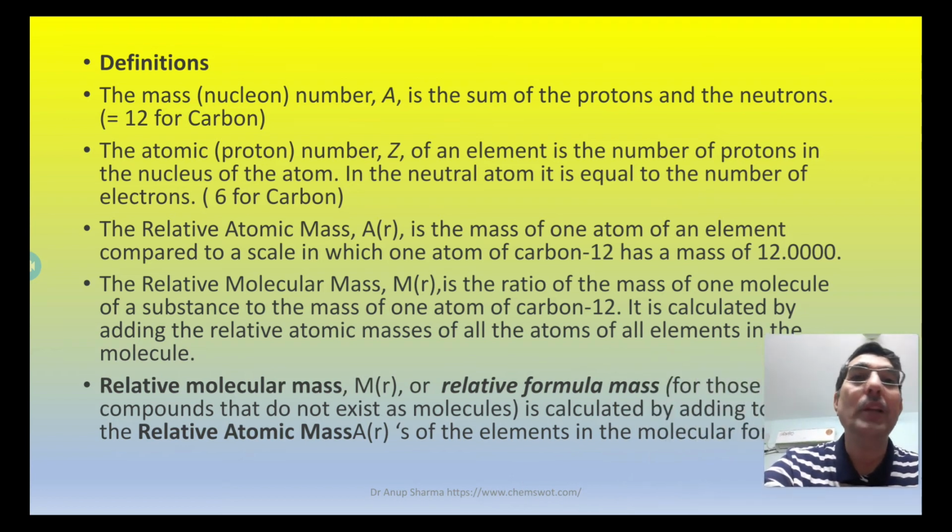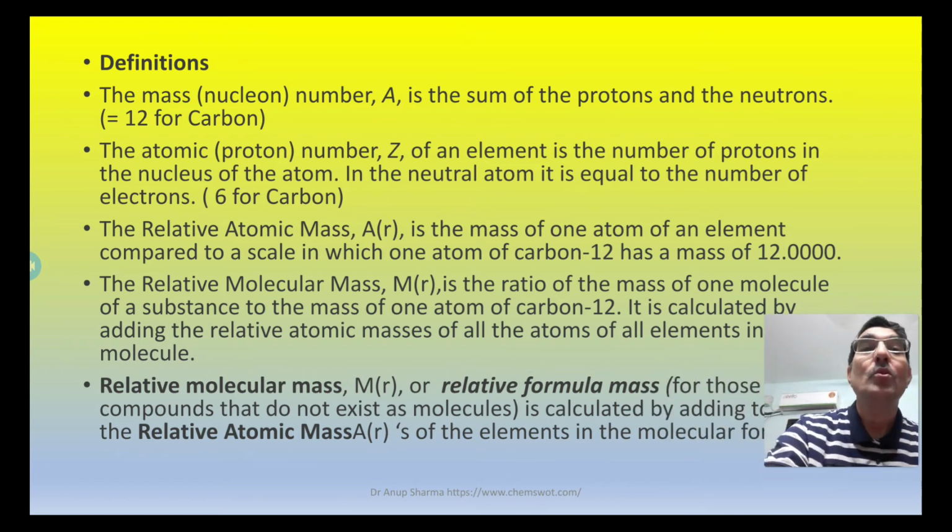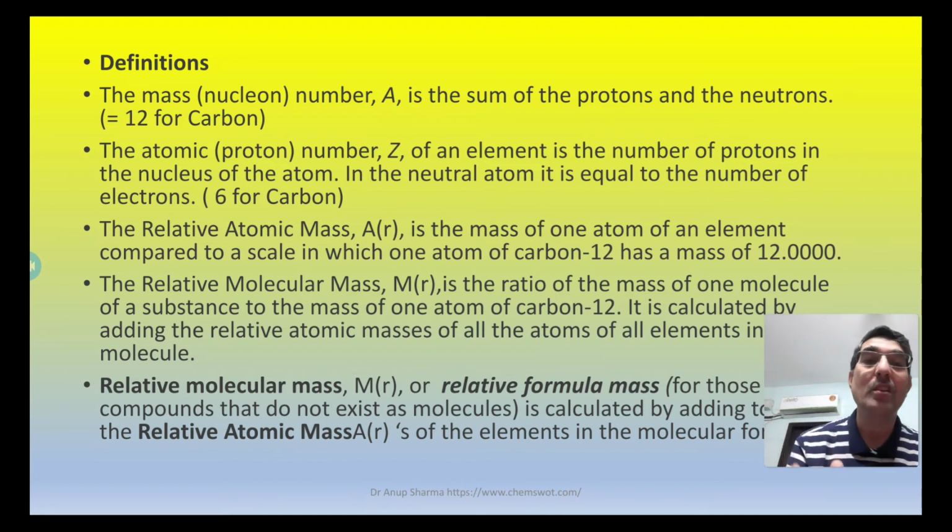Now moving further, the definitions. The mass number, which is denoted by A, is the sum of protons and neutrons. I understand that you know this. The mass number, which is also the nucleon number, is represented by the symbol A and is the sum of protons and neutrons in the nucleus of that atom. For example, carbon is 12.